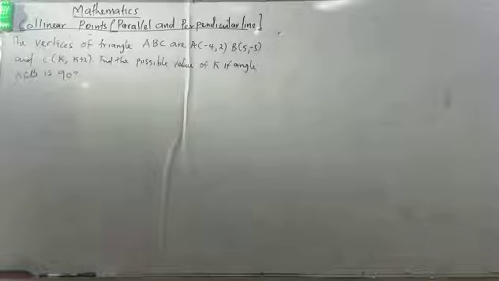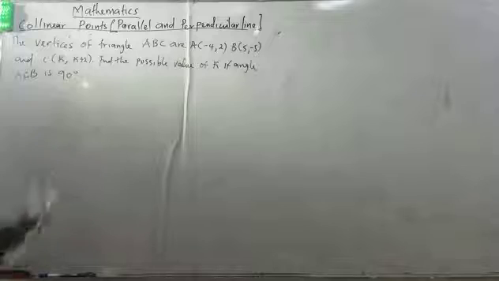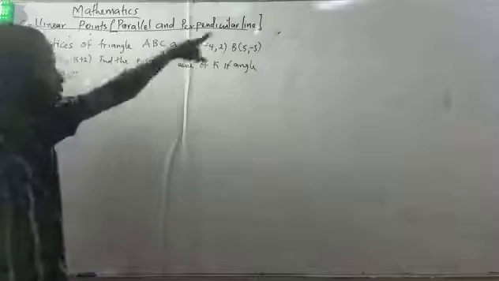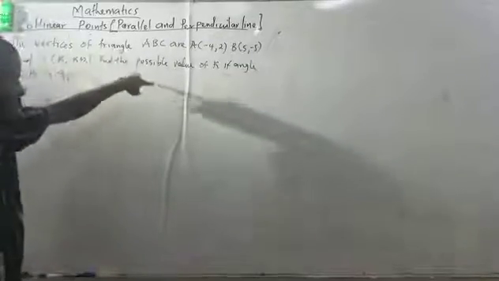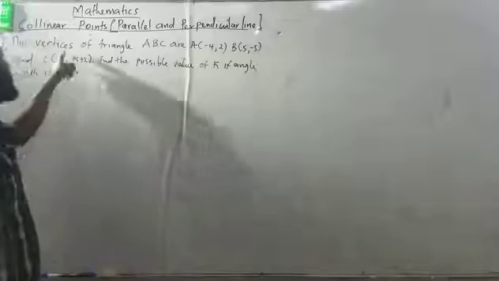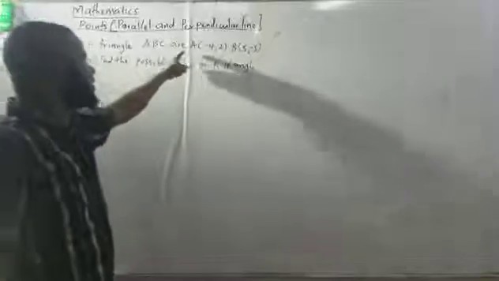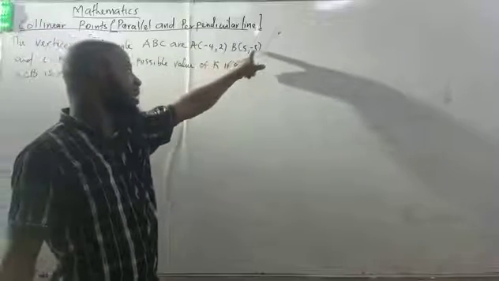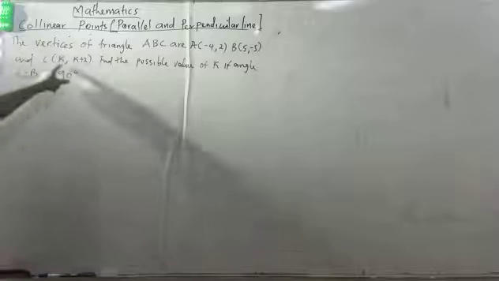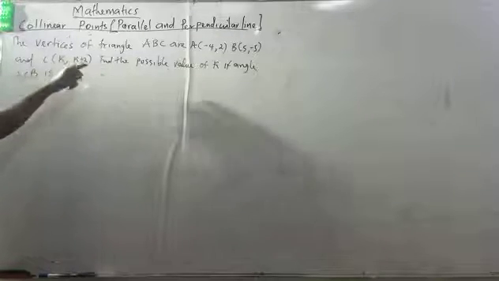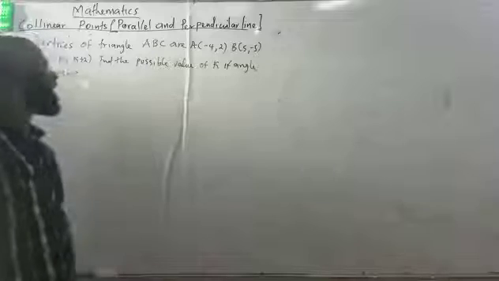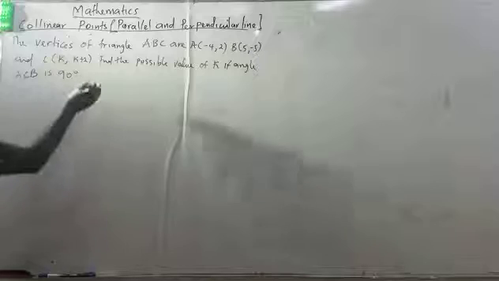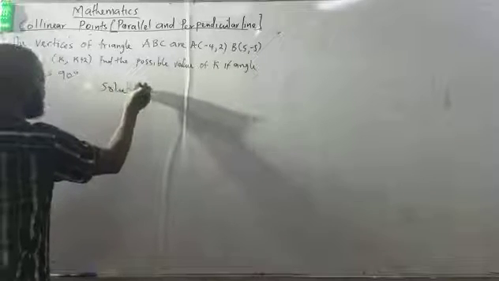Okay, let's look at this question. Now, this one is quite different because of the vertices. You know what's called vertices, the corners of a triangle. I mean, the points of a triangle, these are vertices. The vertices of triangle ABC are A equals to minus 4 comma this, B equals to 5 comma minus 5, and C is equals to K comma K plus 2. Find the possible value of K if angle ABC is 90 degrees.